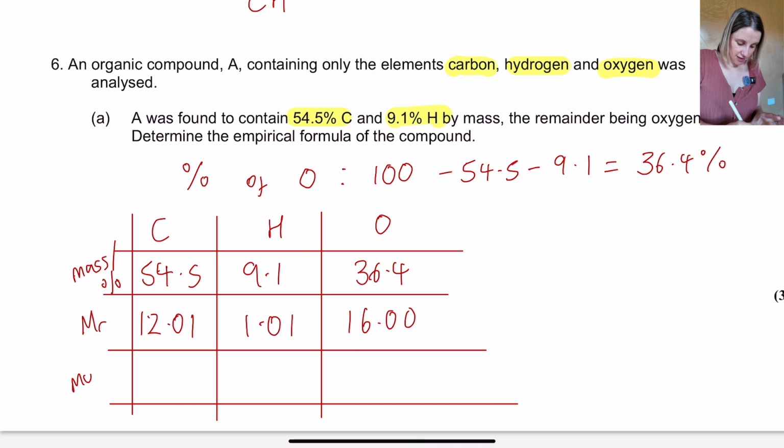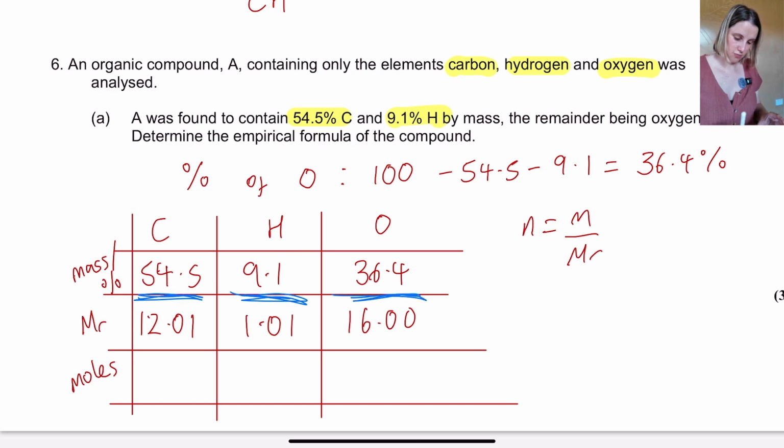The next thing we're going to do is work out the moles of these. So the moles in this case, we're going to do moles equals mass over formula mass, just like in the data booklet. So we're going to basically divide all of these. For this one, you would get 4.54. This one's 9.01. This one's 2.275.